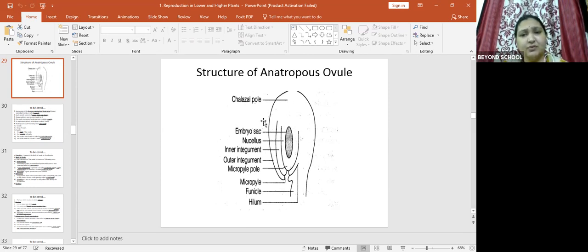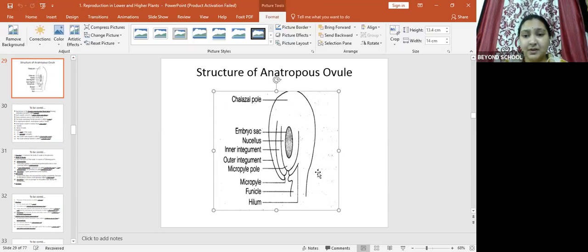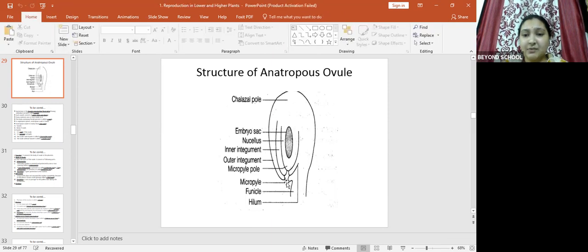Now, this anatropous ovule, Siddhant, you can see it is in a downward position, right? It is slanting in a downward direction, and there is an opening, an entry, from downwards. So whenever the opening of the ovule is in a downward direction, we call it an anatropous ovule. Means whenever the pollen tube is going to enter from the micropyle region, that is from a downward direction, we call it an anatropous ovule.